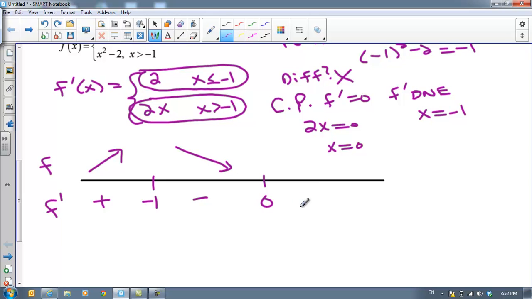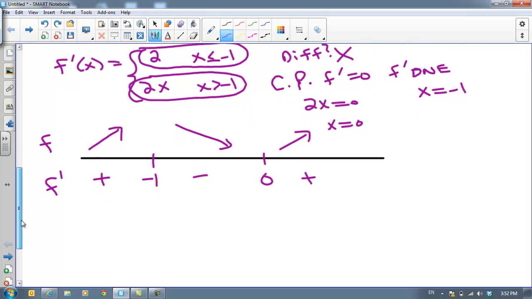And then if you plug in a number past 0, like 6.1, doesn't really matter, I plug it into this equation, I get a positive number, which means that f is increasing. So we are going to now see what happened. We can see our max and mins there as well. So let's make some statements.